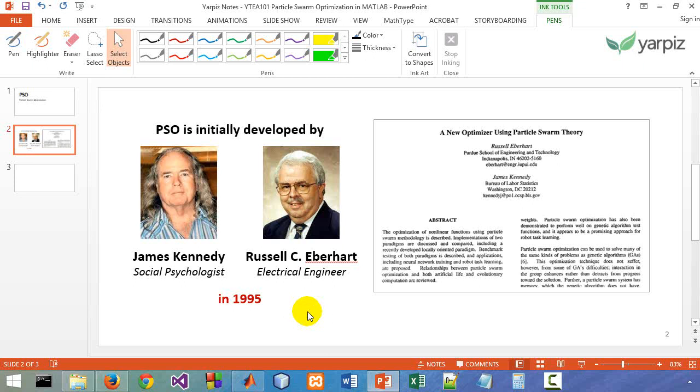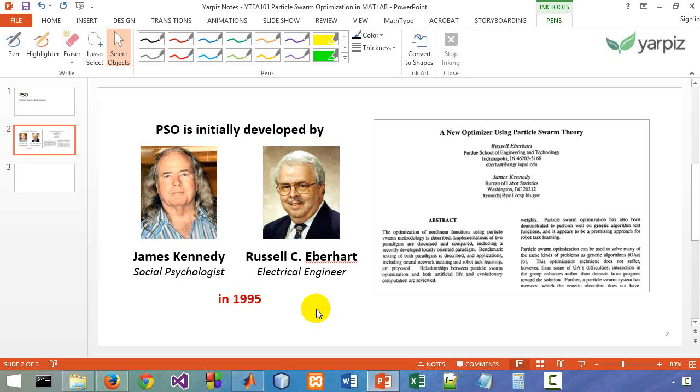An image of their original paper is shown here, which is entitled A New Optimizer Using Particle Swarm Theory. In the last 20 years, since 1995, the introduction of PSO became one of the most useful and most popular algorithms to solve various optimization problems in various fields. One of the key points behind the PSO is its simplicity. PSO is a very simple algorithm. However, it is a powerful algorithm too.